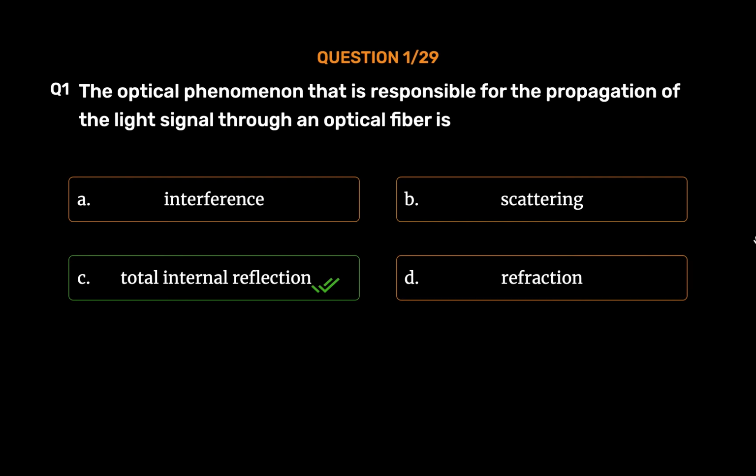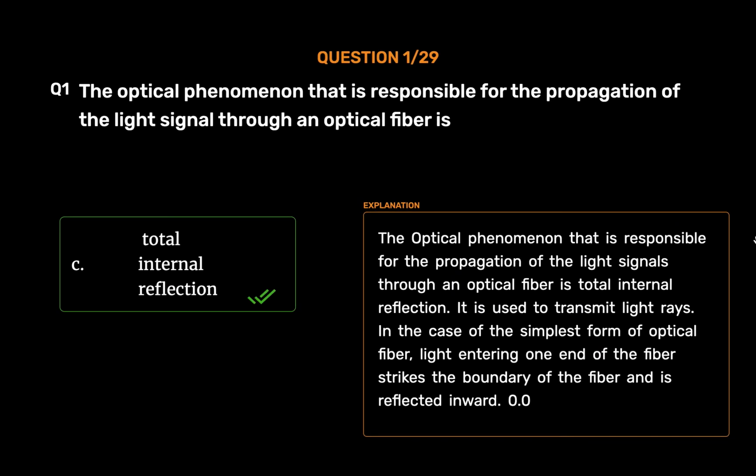Total internal reflection. The optical phenomenon that is responsible for the propagation of the light signals through an optical fiber is total internal reflection. It is used to transmit light rays. In the case of the simplest form of optical fiber, light entering one end of the fiber strikes the boundary of the fiber and is reflected inward.